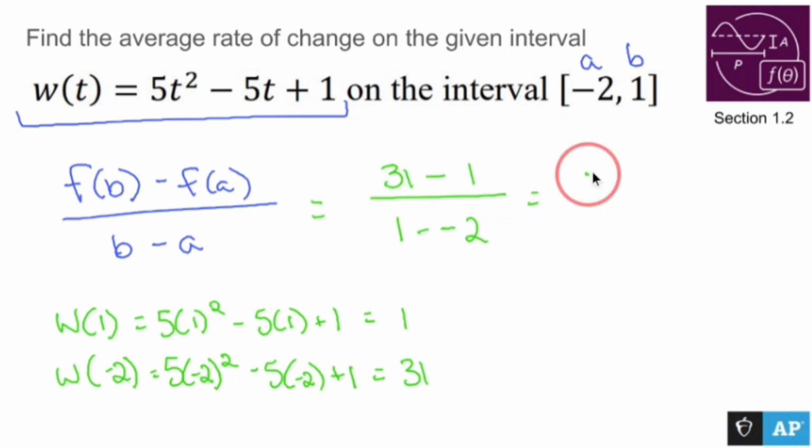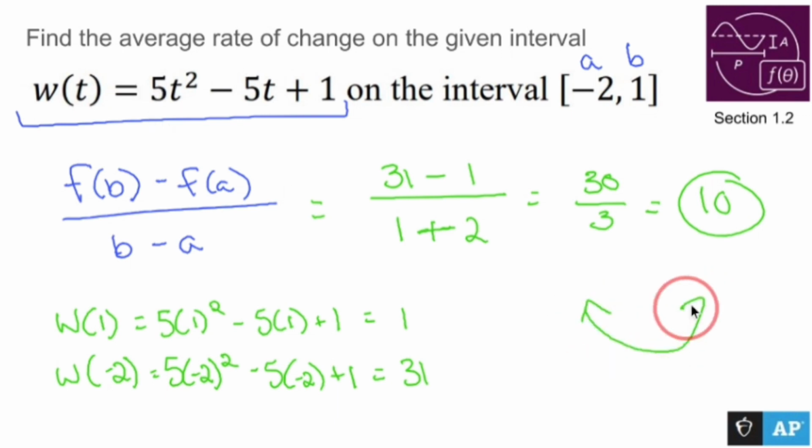So last time I checked, that's going to be 30. 1 minus negative 2 is 3. 30 divided by 3 is 10. So the graph of this is going to look something like that. Okay, and at negative 2 to 1, maybe something like this, you get a slope of 10. Now, this could be the wrong picture. I could be wildly off here, but that's basically what happens. That's going to be negative 2. That's going to be 1. You have a slope of 10. Very steep indeed.